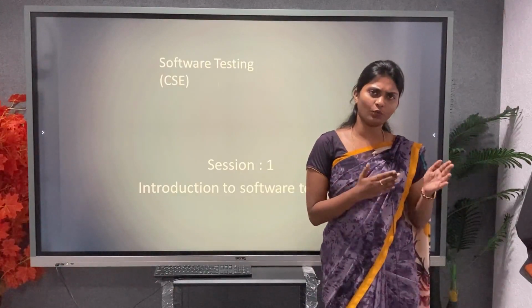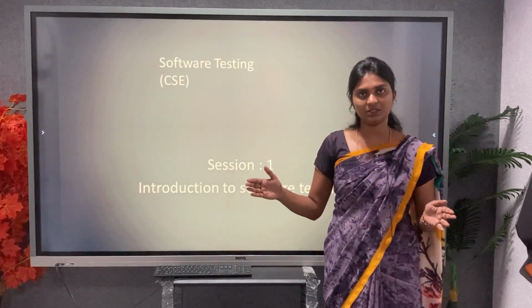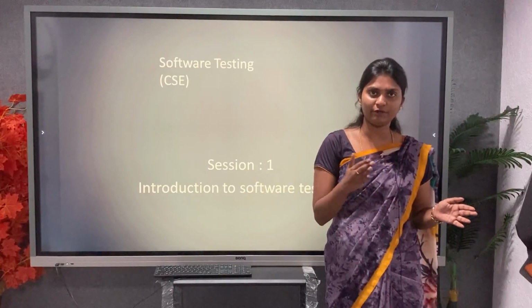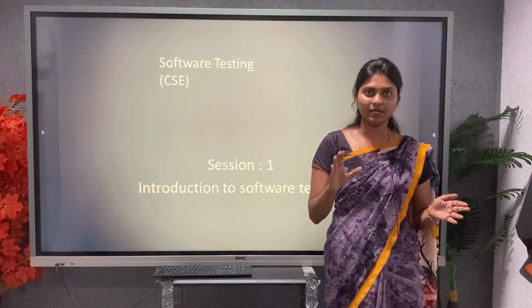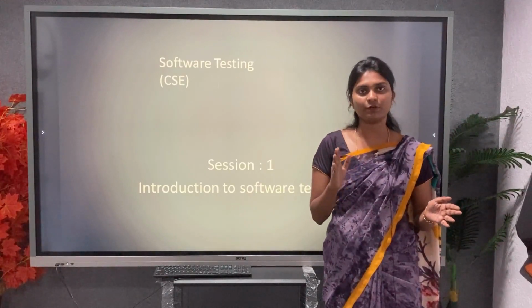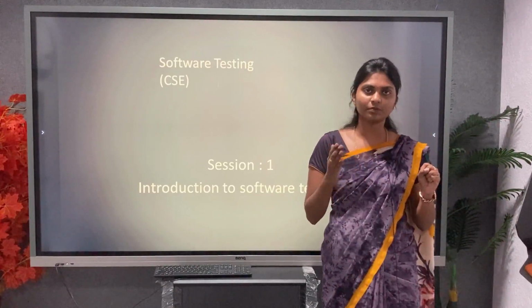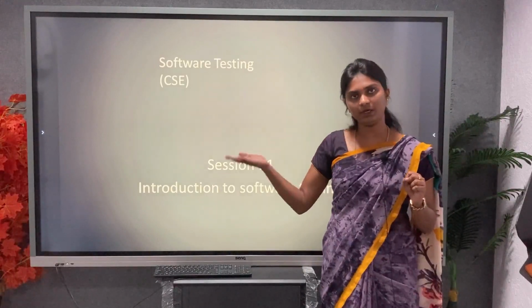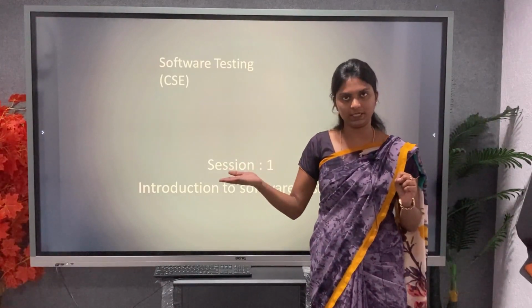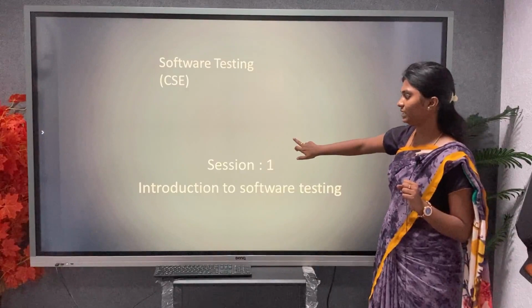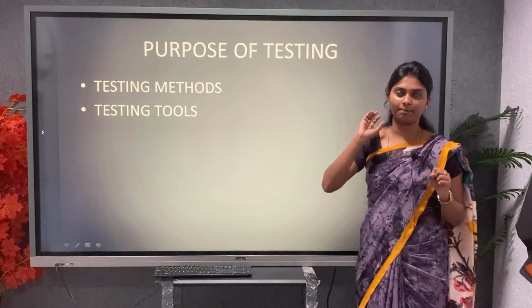From the requirement analysis phase to the maintenance phase, we will find the bugs in every phase. But we want to start searching from the starting stage only. If we rectify the bugs from the starting stage, then it is easy to solve the later bugs, meaning the maintenance bugs. So in the first section I am talking about the purpose of testing.